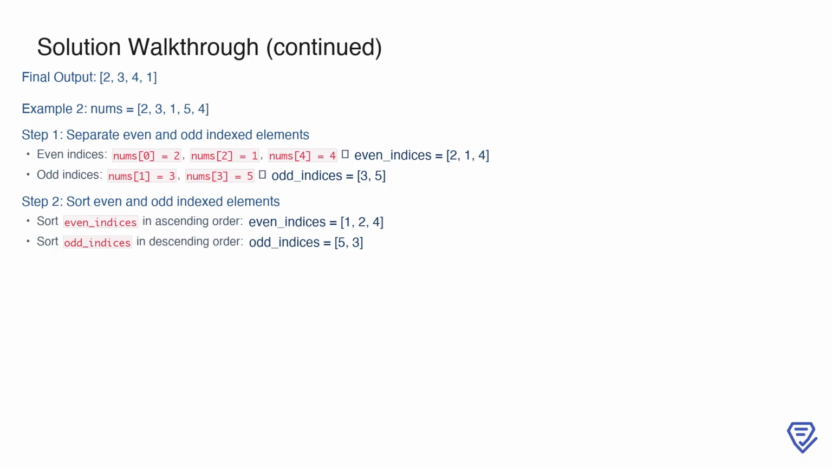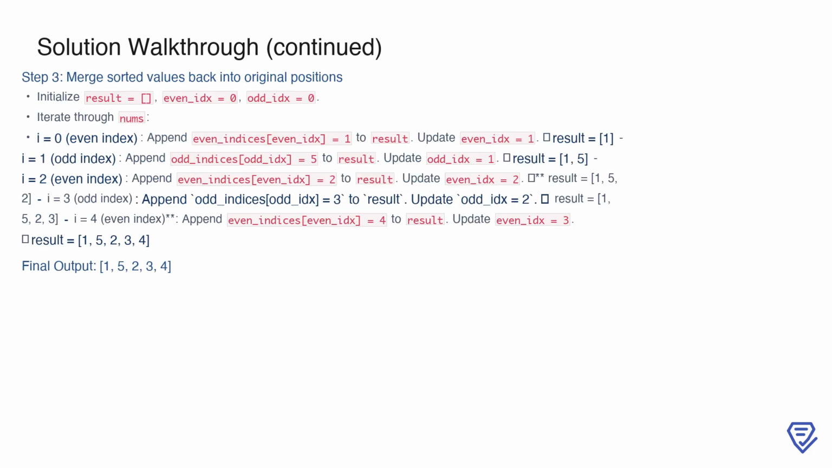These sorted lists will now be merged back into their original positions to reconstruct the final array. To merge the sorted lists into their original positions, we initialize an empty result list and two pointers, even_idx and odd_idx, both set to 0. As we iterate through the nums array, we append values from the even_indices list for even indices and from the odd_indices list for odd indices.